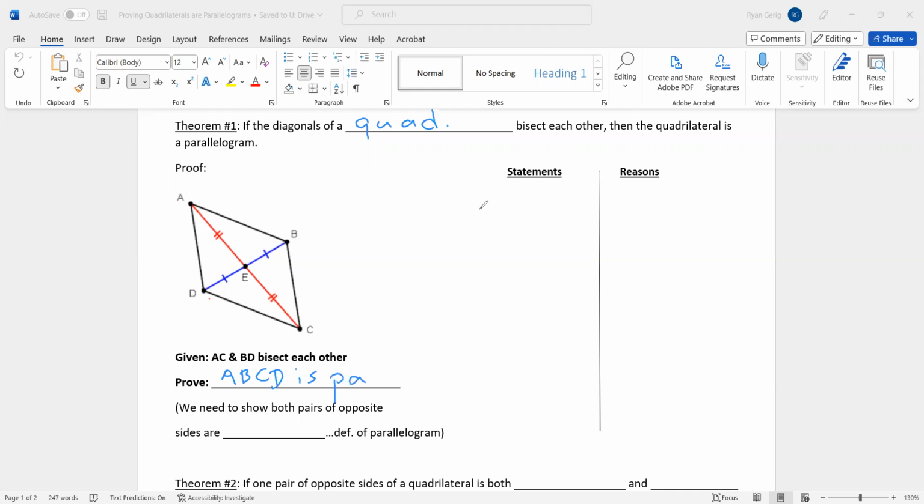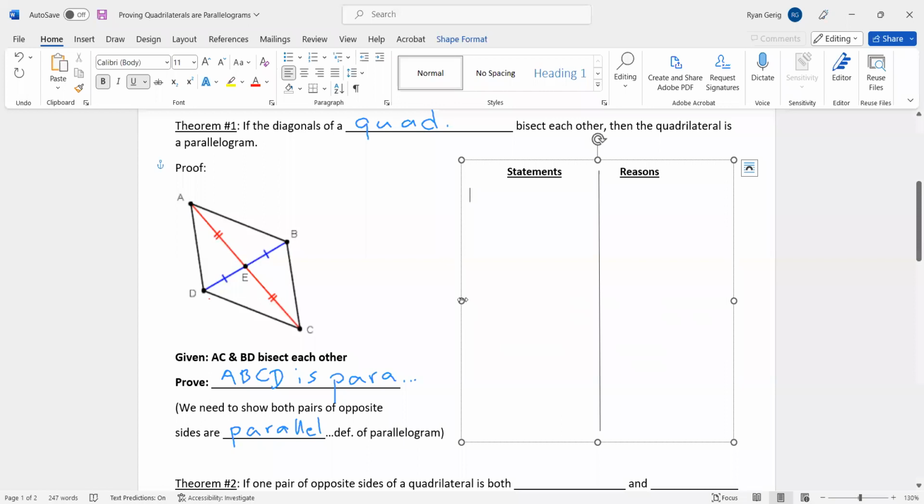And I'm going to shorthand this. You know what I'm saying there. In other words, we need to show that both pairs of opposite sides are, what's the definition of a parallelogram? That they are parallel. How do we show that two things are parallel? Well, we'll get back to that. So let's look at the proof. It's a long proof, so bear with me.